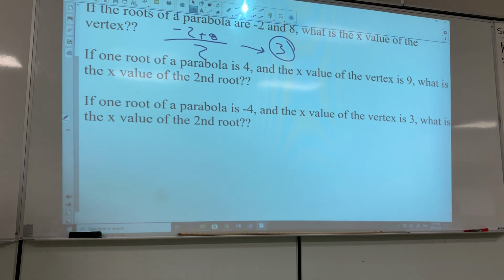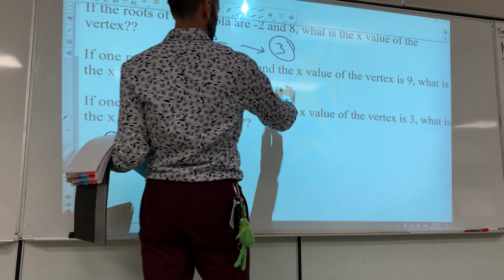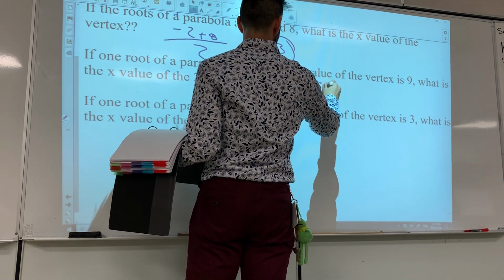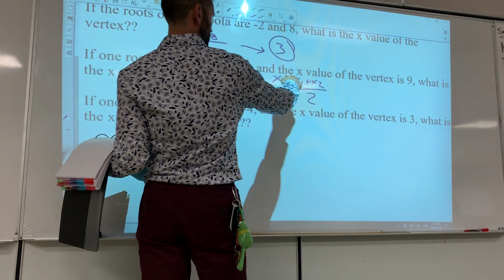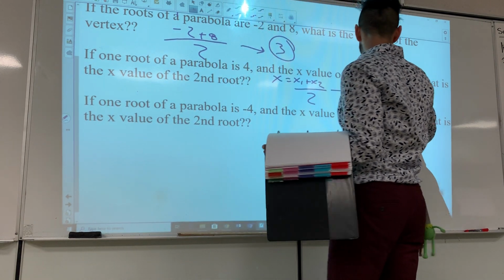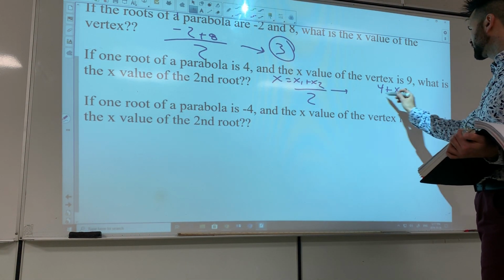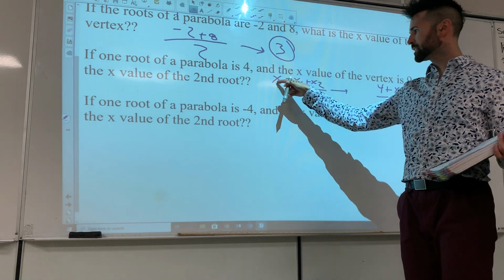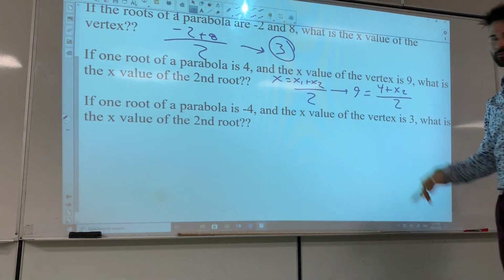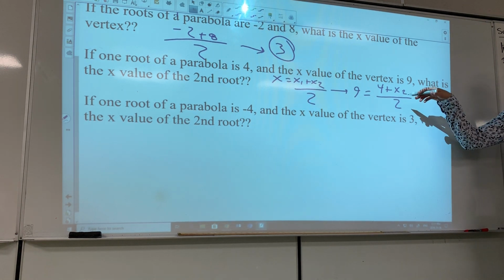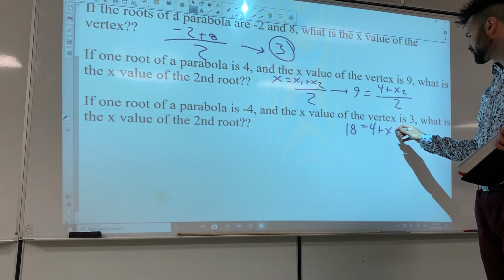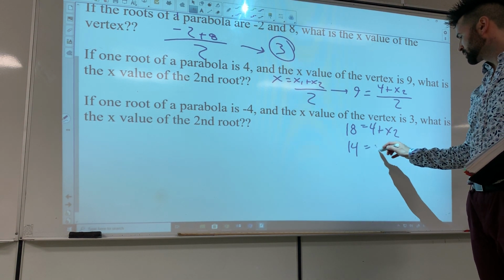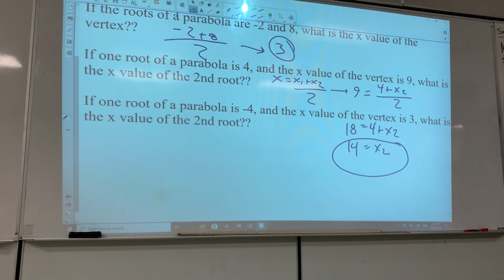If one root of a parabola is 4 and the x value of the vertex is 9, what is the x value of the second root? Ooh. So in this equation, these are your x-intercepts. This is the x value of the vertex. So we know one root is 4. So I'm just going to write 4 plus some other root. We'll call it x2. And the x value of the vertex is 9. So I'm plugging 9 in there. And then you're solving for x2. What's my first step here? Multiply both sides by 2. So I get 18 equals this. Subtract 4 from both sides. So the other root would have been 14.